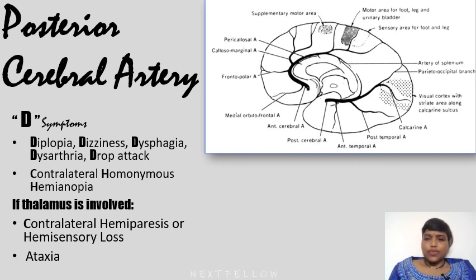There is macular sparing because there is anastomosis between the cortical branches of the posterior and middle cerebral arteries. Other symptoms we see are diplopia, dizziness, dysphagia, dysarthria and flat affect. This dysphagia is due to damage to the supranuclear lesions that are involved in the speech pathway. If the thalamus is involved, there will be contralateral hemiparesis or hemisensory loss and ataxia.